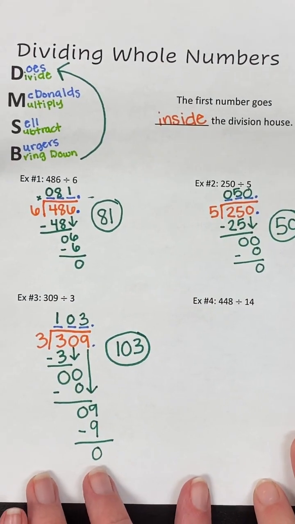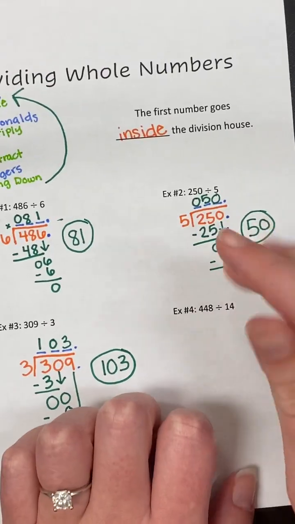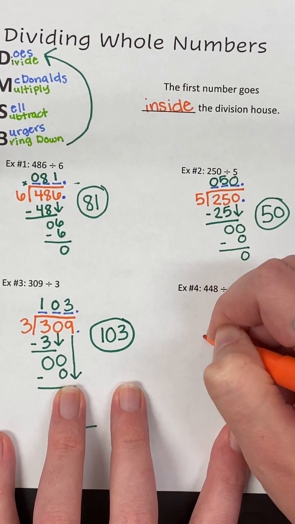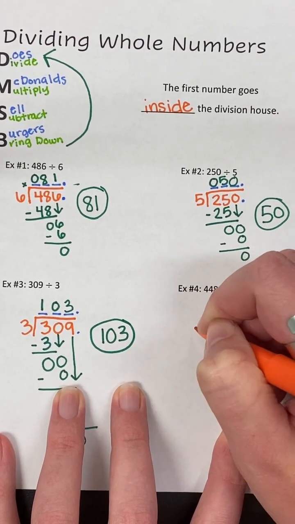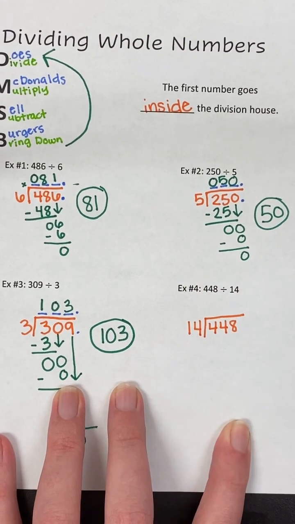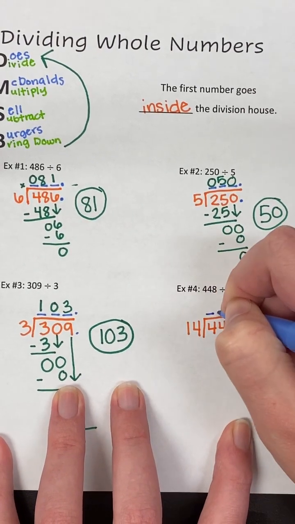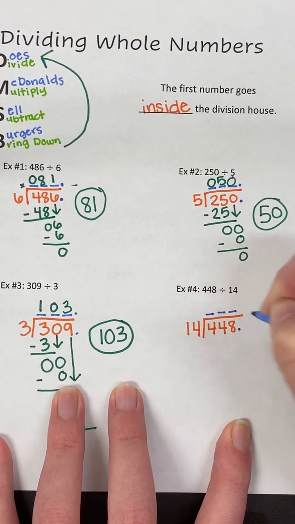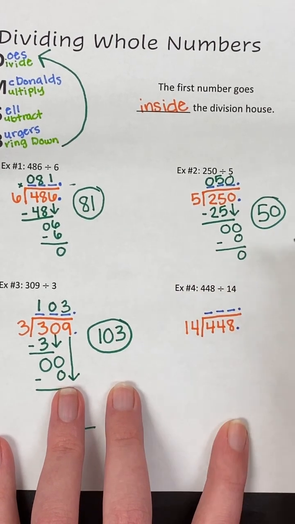All right, last problem. So, which number goes inside? The 448. And then the 14 goes in front. So if you noticed, we have a 2-digit number out here. That's fine. We're going to set it up like normal. I need 3 spaces above my numbers and a decimal place. All right, and let's get started.